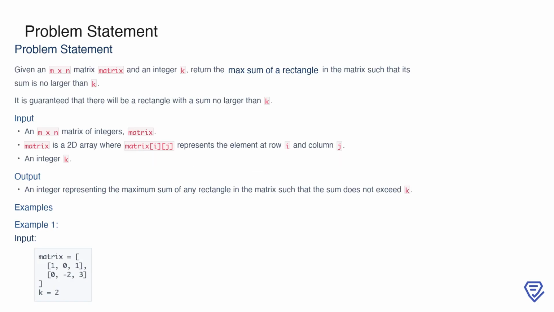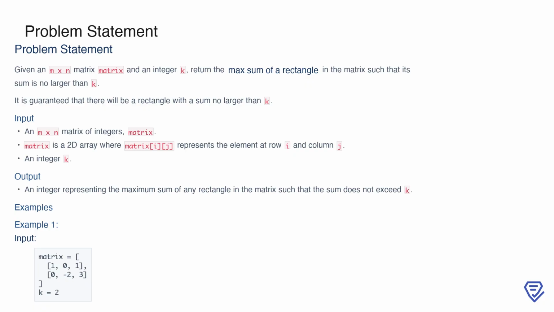In this problem, we are tasked with finding the maximum sum of a rectangle within a given m x n matrix, with the constraint that this sum must not exceed a given integer k. A rectangle in the matrix is defined by a subarray of rows and columns, and our goal is to determine the largest possible sum of such a rectangle that stays within the limit of k.